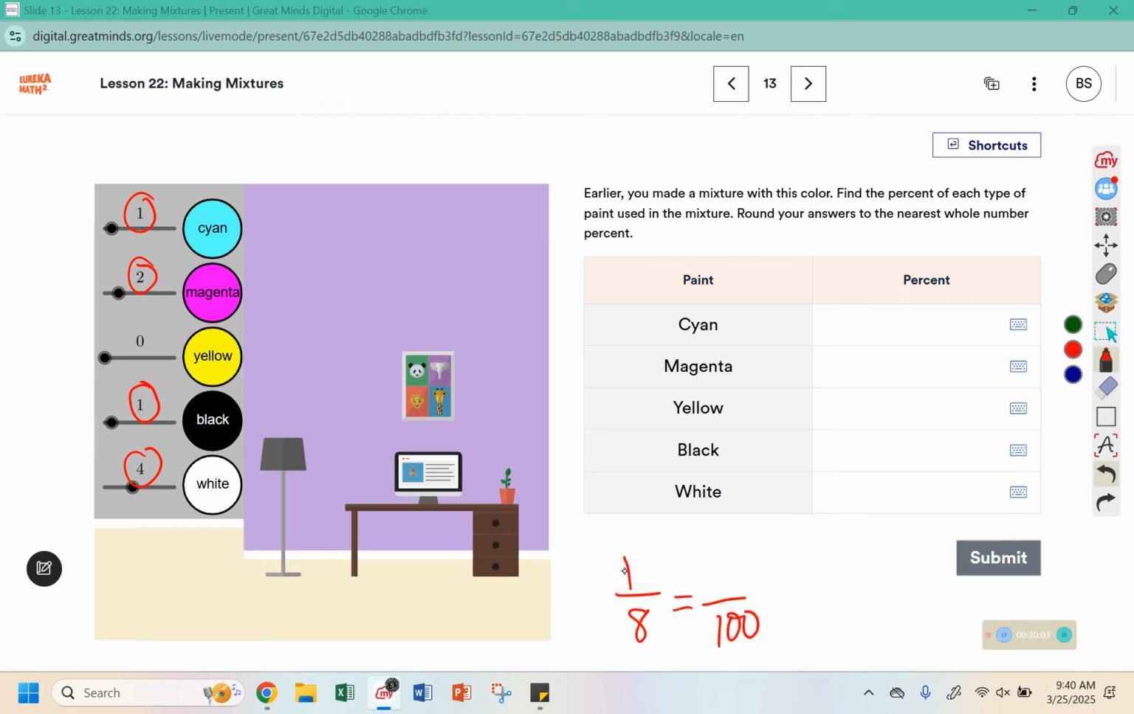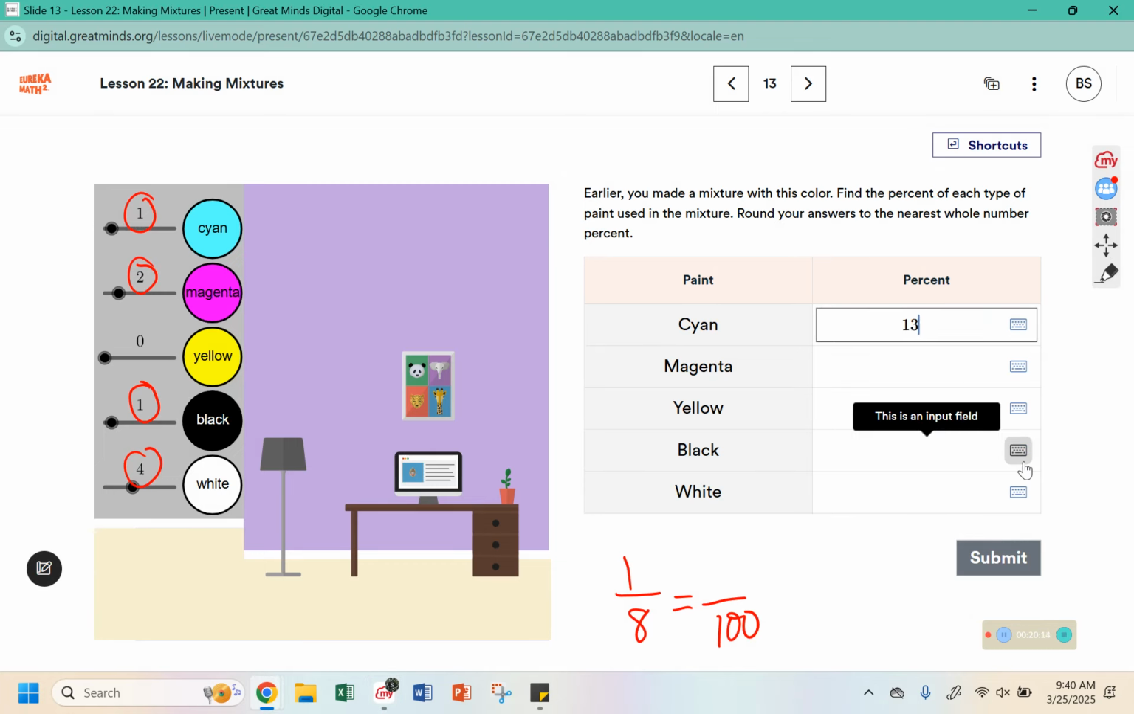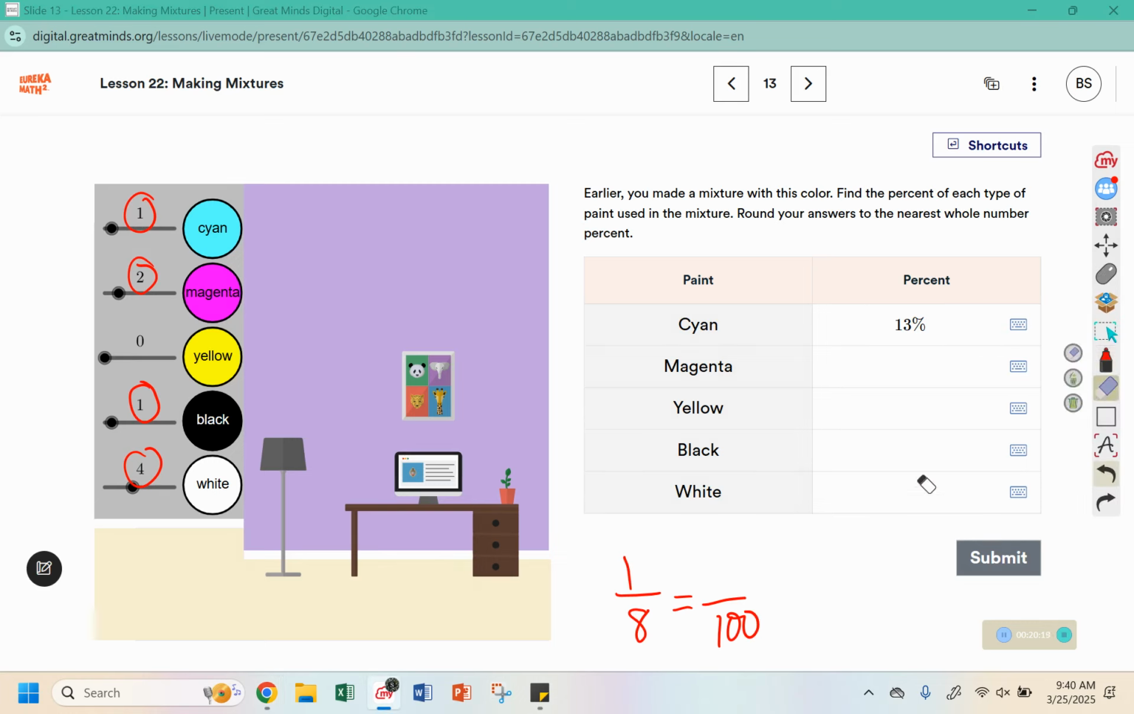For cyan, I have 1 out of 8. If I cross multiply and divide here, that will tell me the percentage, which is 12.5. I have to round to the nearest whole number, so we're going to round up to 13%. Magenta is 2 out of 8 total. So 2 times 100 divided by 8 is 25%.